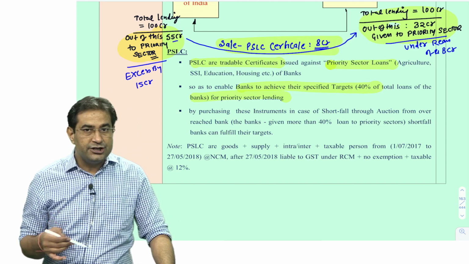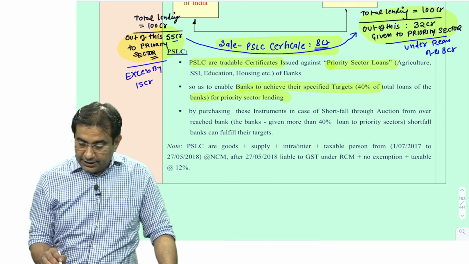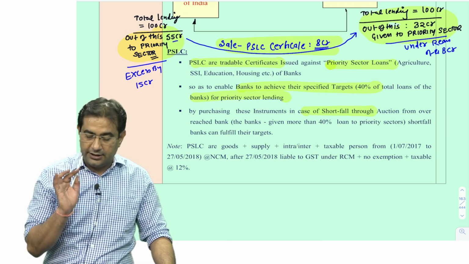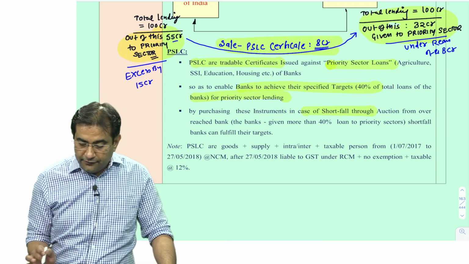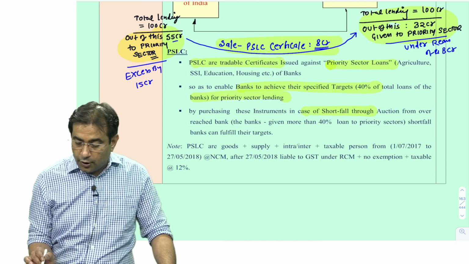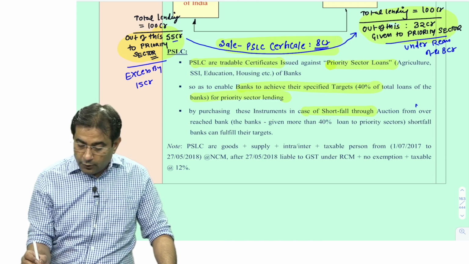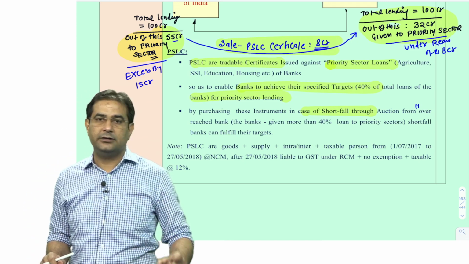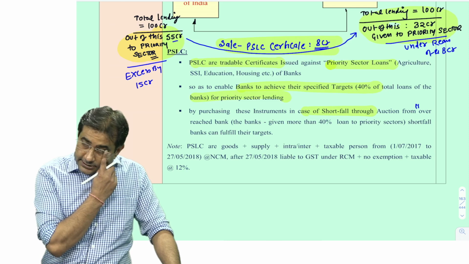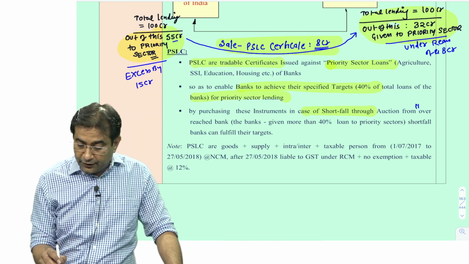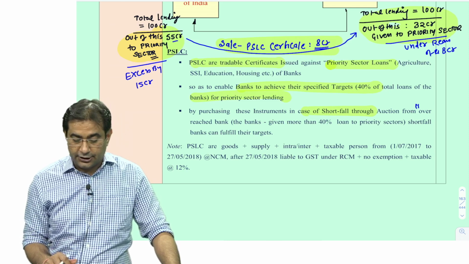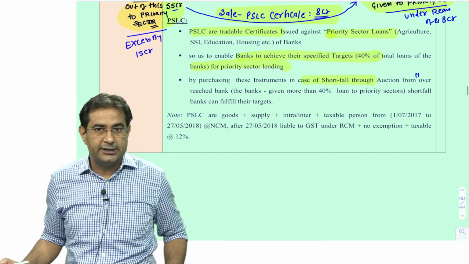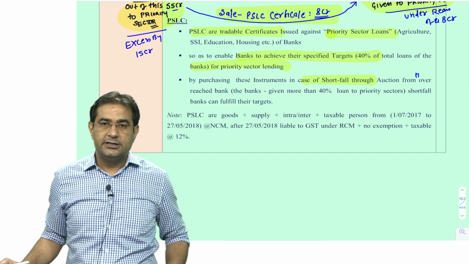By purchasing these instruments, in case of a shortfall, because there is a shortfall with the HDFC Bank of 8 crore rupees, they buy from an overreached bank, that is the banks that have beat the target, that is SBI, the bank that has given more than 40% loan to priority sectors. Shortfall banks can fulfill their targets by purchasing such kind of certificates.